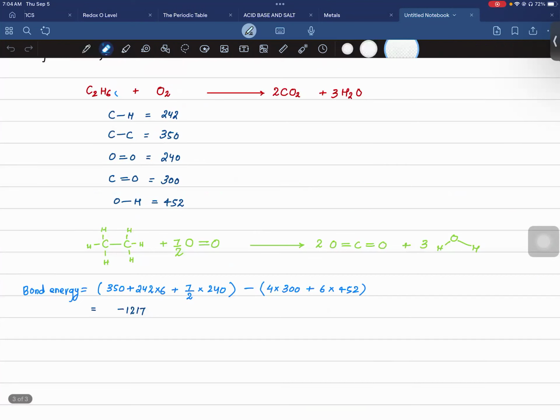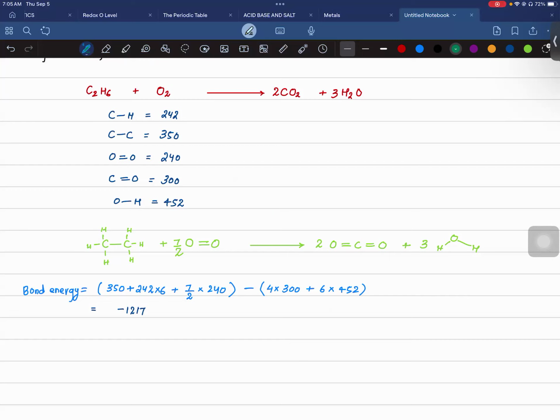I have also shown you a past paper question in which the bond energies were given, and you have to calculate the overall bond energy. So the formula is reactant minus product, I mean to say, bond breaking minus bond making. Bond breaking minus bond making is the formula to calculate the overall bond energy.